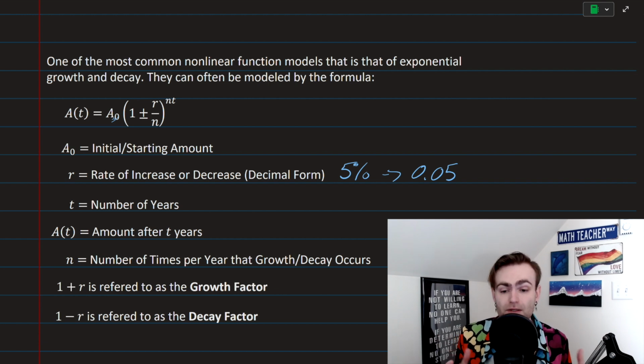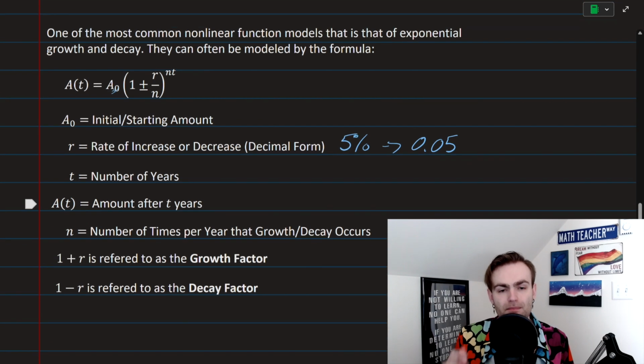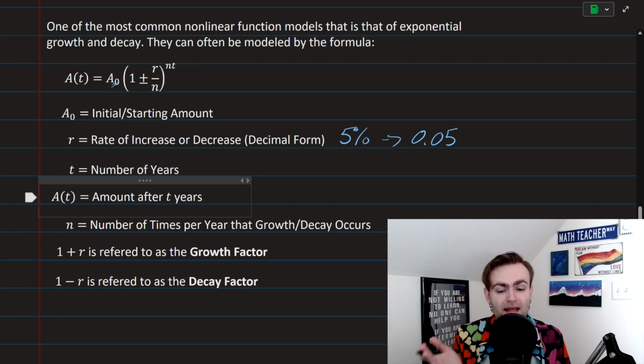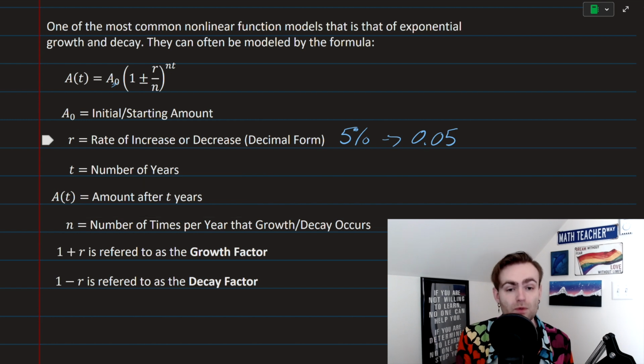T would typically be years, but it could be anything. It could be weeks, it could be days, it could be hours. It'll be defined in the problem. A of t is the amount of whatever we're talking about after t years. N is the number of times per unit of time that this growth or decay occurs. So if we're talking about compounding money in a bank account, the rate is typically defined for a year. So the growth rate would be per year, but it gets compounded monthly. So that N in the formula would be a 12.